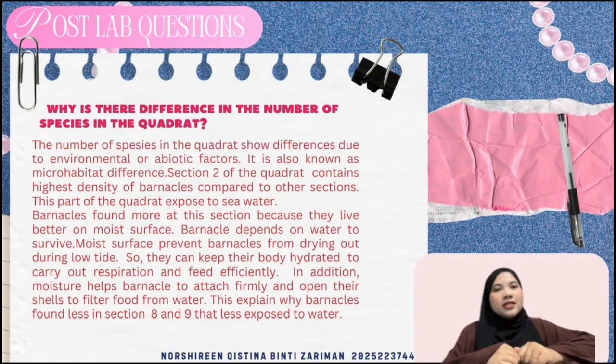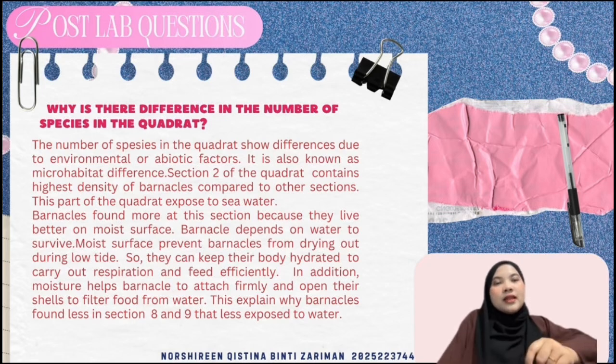So, what are the differences in the number of species in a quadrat? The number of species in a quadrat shows differences due to environmental or abiotic factors. This is also known as microhabitat differences. Section 2 of the quadrat has the highest density of barnacles compared to other sections. This part of the quadrat is exposed to the seawater.